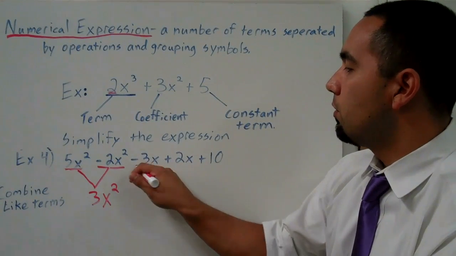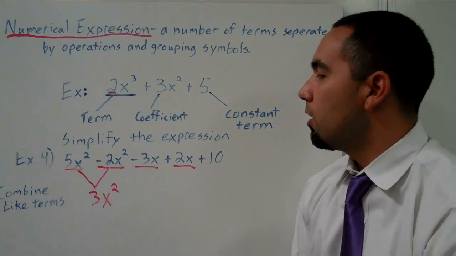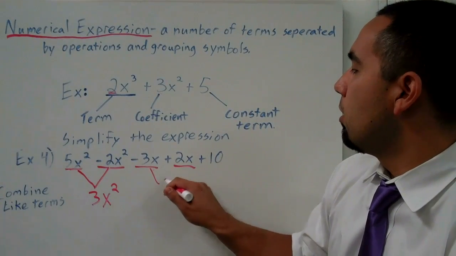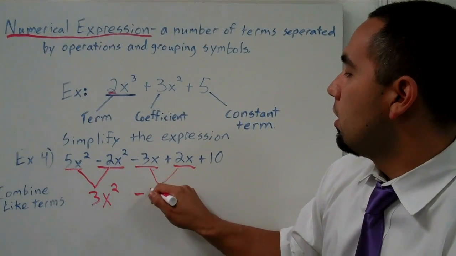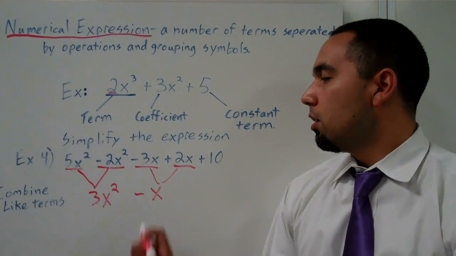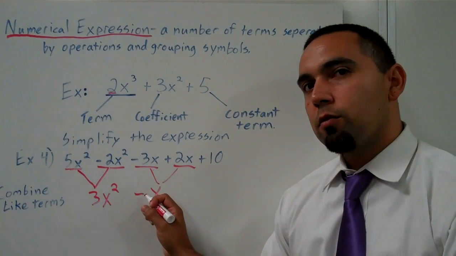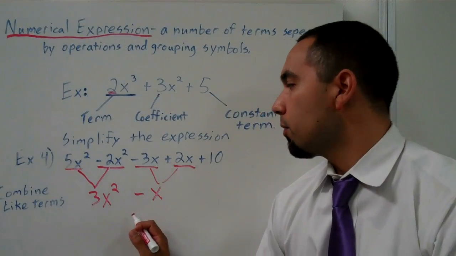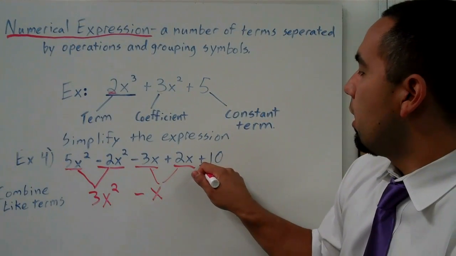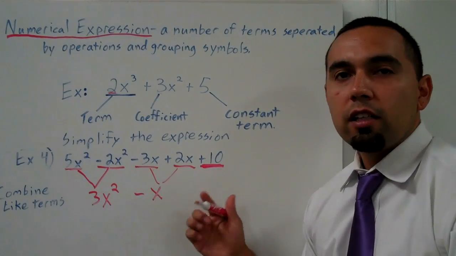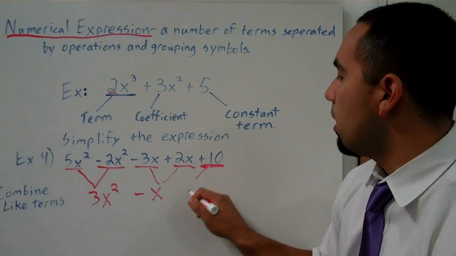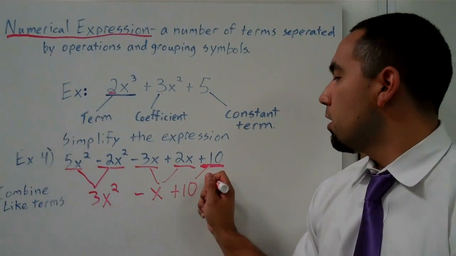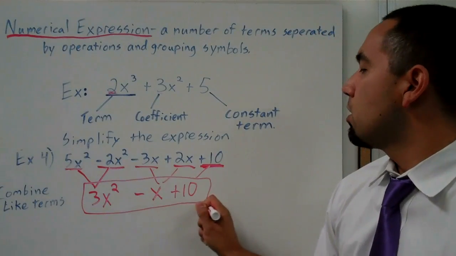Then here I have two terms that are like. We have negative 3x and positive 2x. So I'm going to combine those, and I get negative x. We could write negative 1x, but whenever we see this in math, the 1 is always implied. We don't actually write the 1. And this positive 10, there's nothing to add it to, so we just bring it down. So our answer should be 3x squared minus x plus 10.